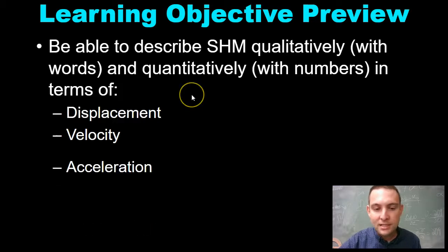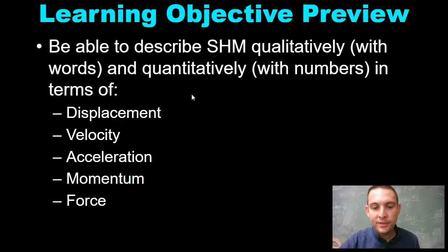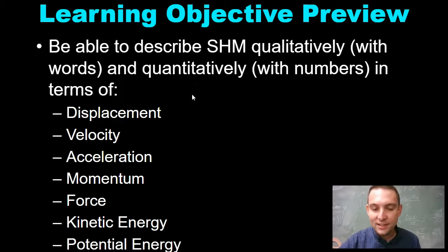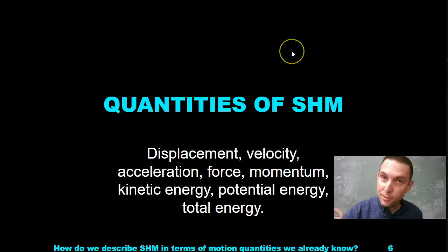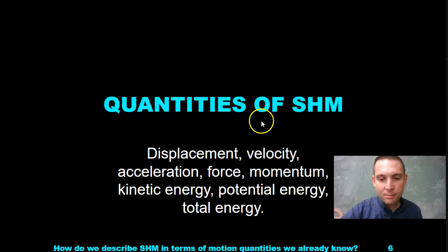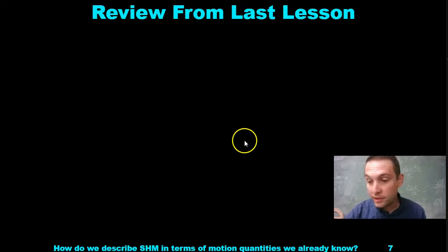In this lesson, we're going to be able to describe simple harmonic motion qualitatively and quantitatively in terms of displacement, velocity, acceleration, momentum, force, kinetic energy, potential energy. If you remember, those are all the graphs that should show up as sinusoidal when graphed as a function of time.